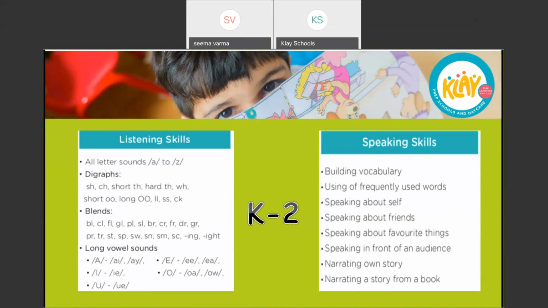So if I look at the K2 program, like I shared, language and literacy develop concurrently and influence one another. So what children learn from listening and talking in the earlier years contributes to their ability to read and write, and vice versa. If you look at the listening and speaking skills, there are two categories over here.